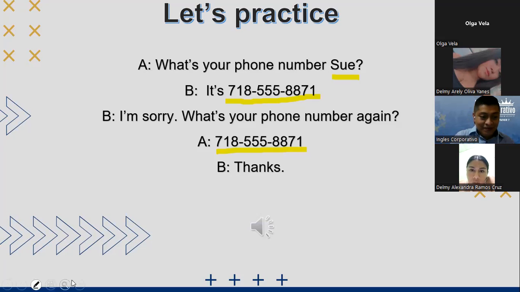Teacher. En el primero, decir el número de Delmi, y en el segundo que diga yo, voy a decir mi número o el de Delmi. Vale, la conversación va de esta manera. What's your phone number, Sue? ¿Cuál es tu número de teléfono, Sue? Entonces Sue responde, it's 718-555-8871. Luego, la persona que preguntó, ¿verdad? I'm sorry, what's your phone number again?